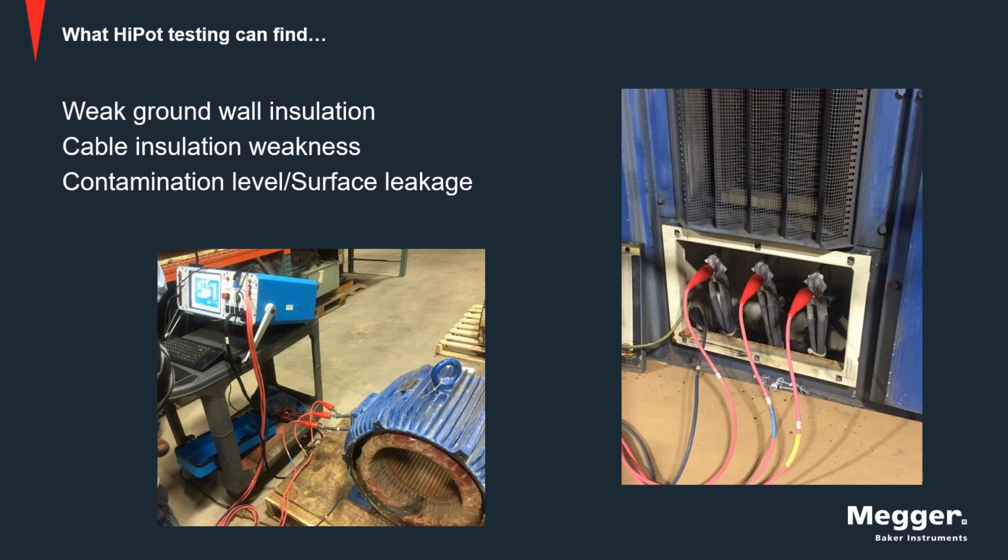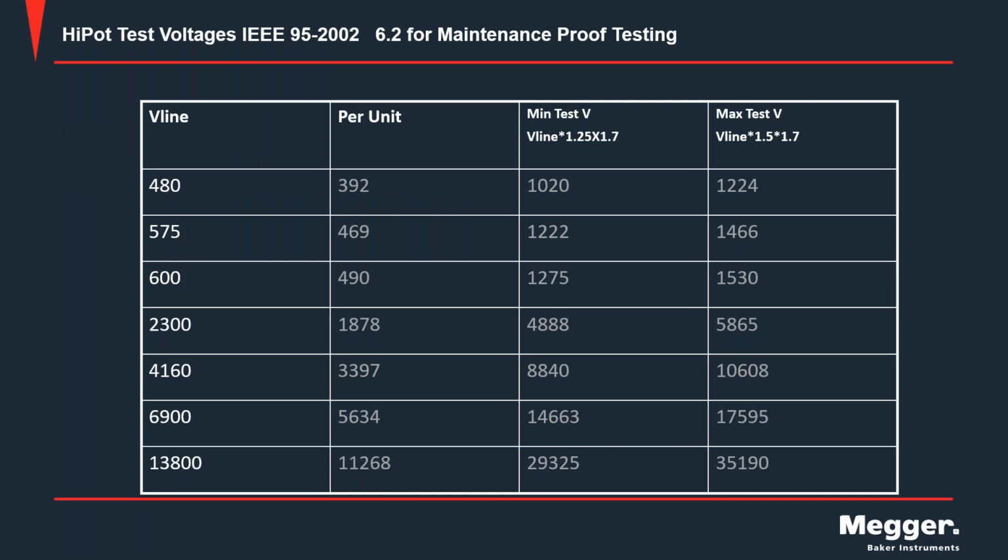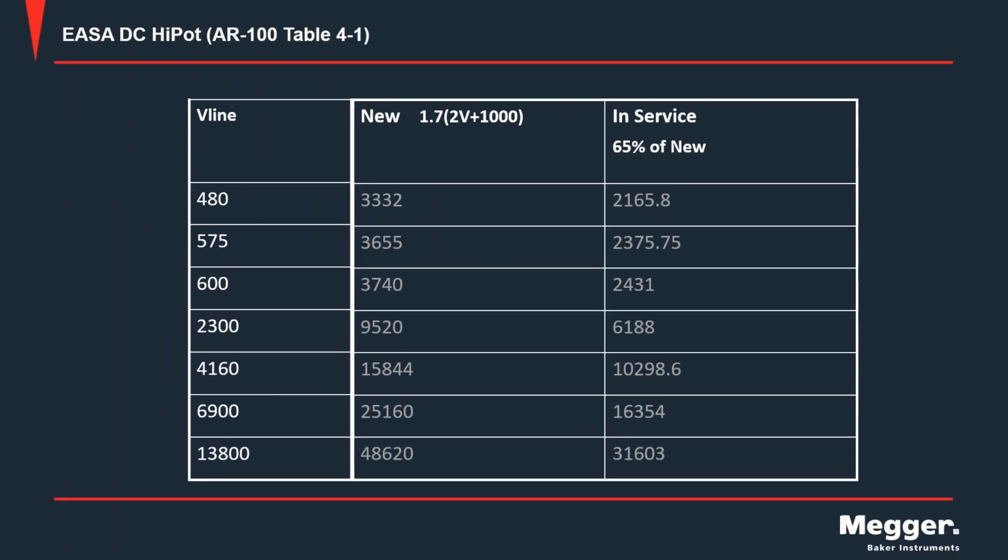So what can high pot testing find? Well, it's going to find weak ground wall insulation. If you're testing from switchgear, it's going to test your cable insulation. The other things we're looking for there are contamination level and surface leakage. It's going to give us that information. So you can do the testing either at the motor or at the switchgear. Here is, again, a chart with the test voltages from IEEE, and test voltages from AR100 also included here.